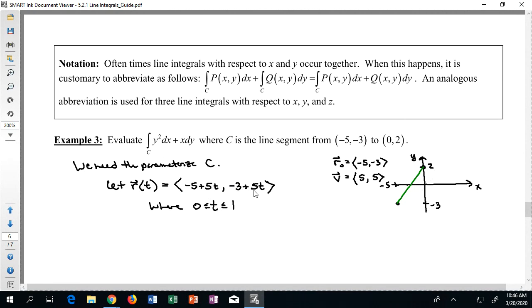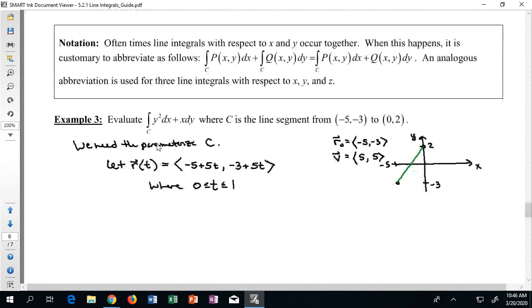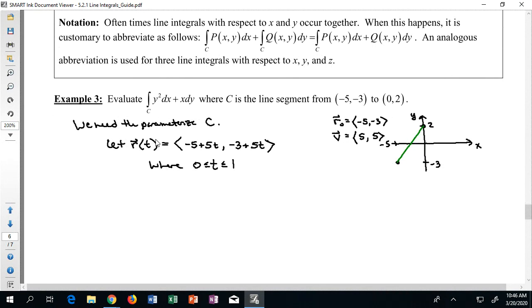And now I can easily think about evaluating the integral that I have up above. So here's what I can do. I can say that the integral of y squared dx plus x dy can really be thought of as the integral of y squared dx plus the integral of x dy. I can imagine separating them back out and just calculating each of them separately.